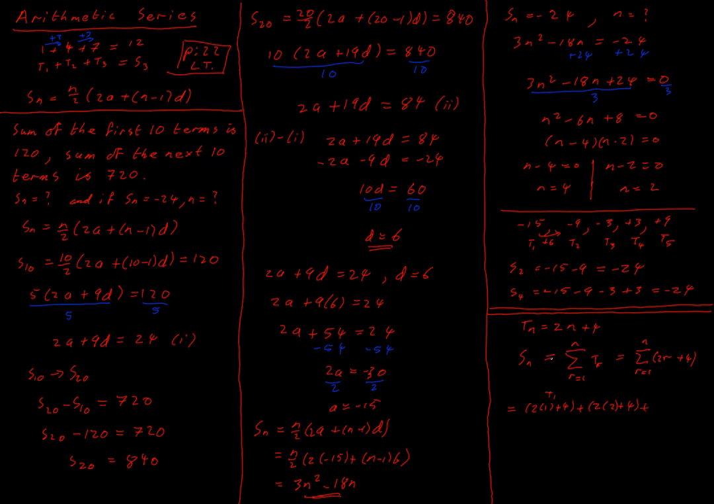This is our first term. This would be T1, T2, T3, 2 on 3 plus 4, and so on. The pattern just continues up until n. So that's just going to give us 6 plus 8 plus 10, and so on, up until we get to 2n plus 4, our nth term.